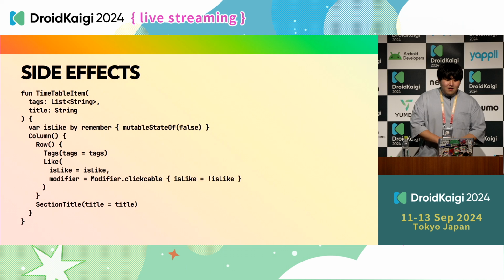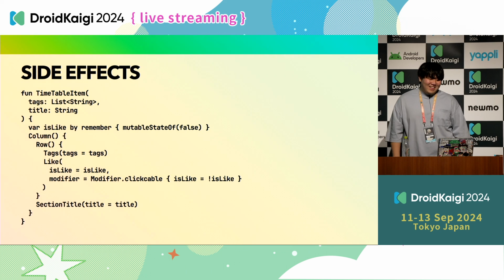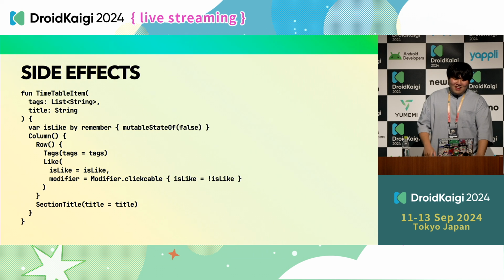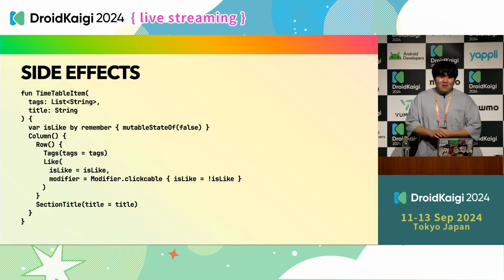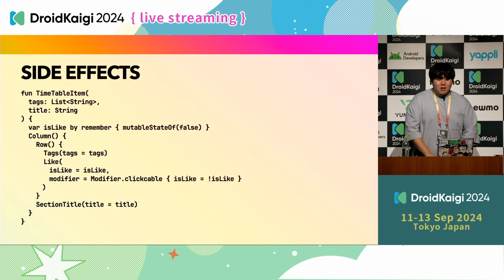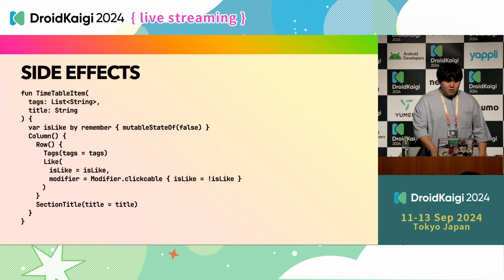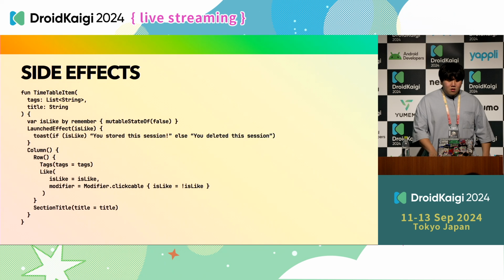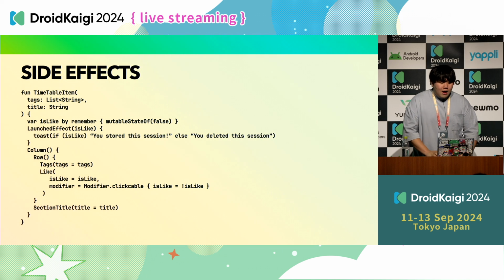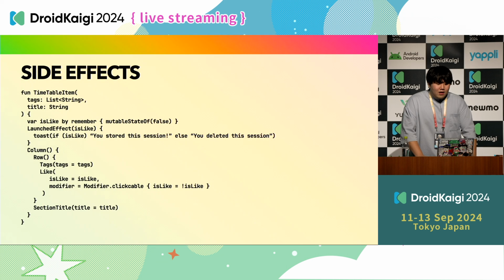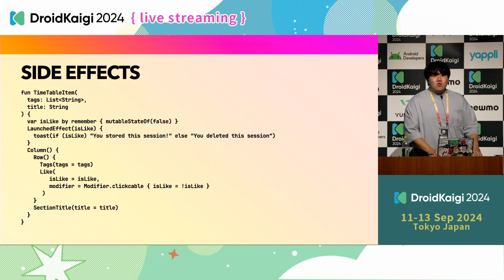You are probably sick of seeing this component by now, right? We've been using the timetable item component as an example for a while. So now let's add some logic to display a notification based on whether its like is true or not. Okay, now I've added a simple logic to display a toast message. In Jetpack Compose, such side effects can be handled using a LaunchedEffect.